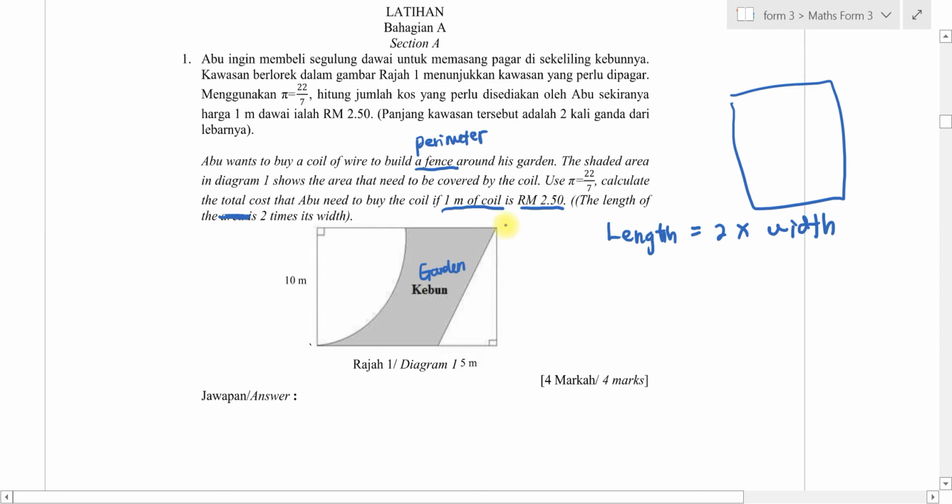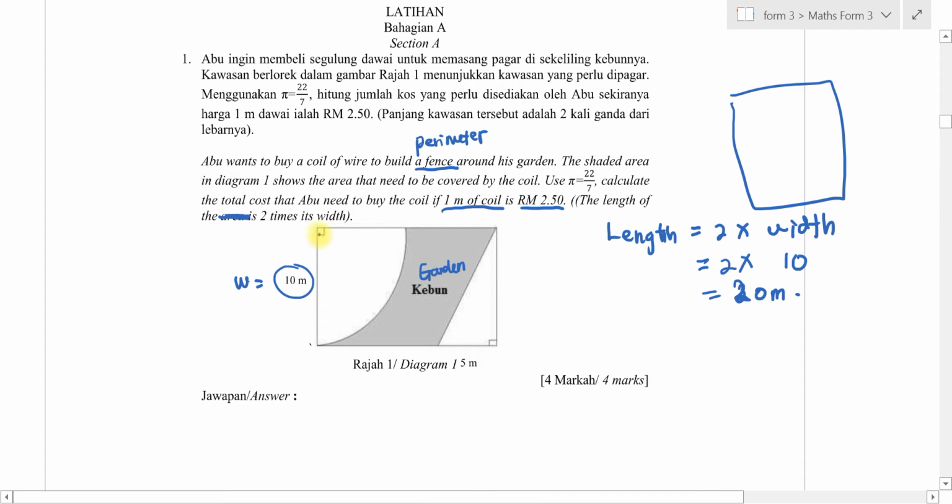Okay, this is a rectangle. This is an area, right? I think the whole area is what they meant. So this is your width, this is your length. Your length is 2 times the width. Width is 10 meter, so 20 meter. Remember that your length is 20 meter. That was the first clue.